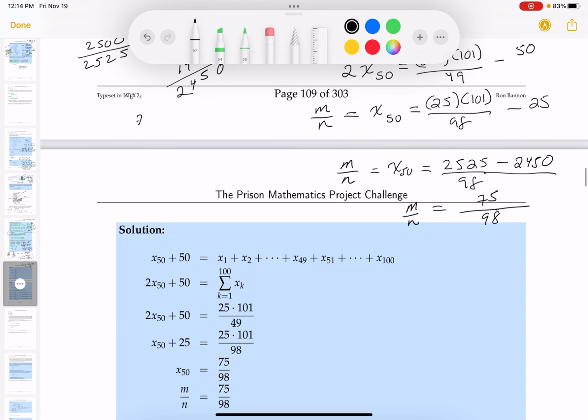Well, let me write this down for you. 75, well, that's going to be 5 times 15, which is 5 squared times 3. I know the bottom number is certainly not divisible by 5, and it's not divisible by 3. So now I know what m and n are. M is 75, and n is 98. So m plus n is 75 plus 98, which is going to be 173. Let's see how we did.